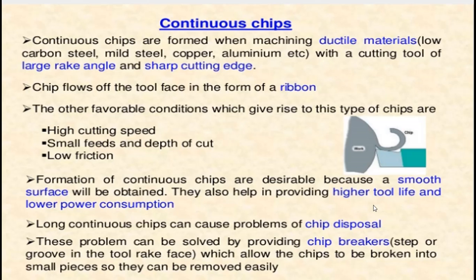It will also be helpful in order to increase the tool life, and power consumption will be less in the case of an operation having continuous chips. However, when long continuous chips are formed, there is a problem of disposal. In order to avoid that problem, chip breakers are provided on a tool.